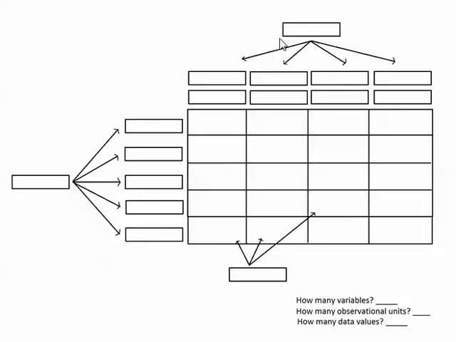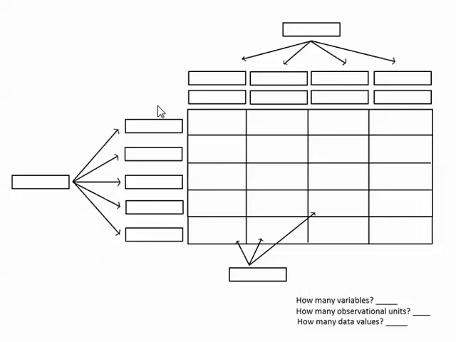This is the first page of the activity. On this page you're going to be making up a set of data. Before you make up the data set, you have to decide what your observational units are. Your observational units could be people, it could be cars, they could be dogs, or something else.